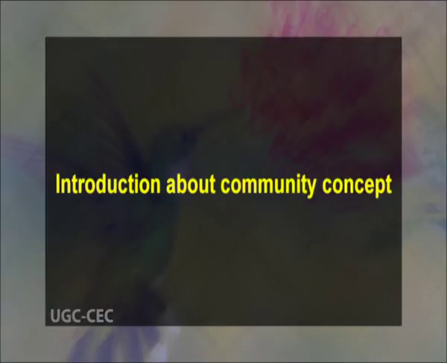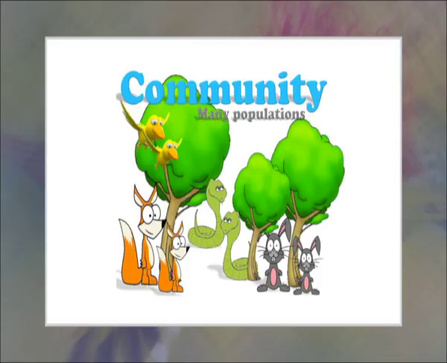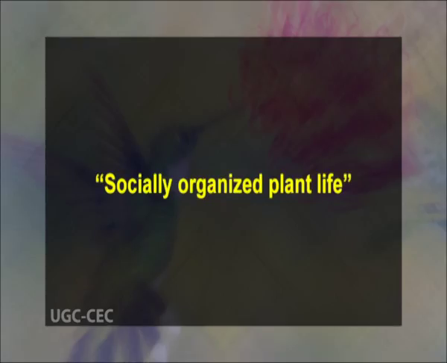So first and foremost, an introduction to the community concept. For almost as long as ecology has been a discipline, it has struggled to define what constitutes an ecological community. Alexander von Humboldt was the first to recommend to botanists the study of what he termed socially organized plant life. He was the first to call communities of plants associations.